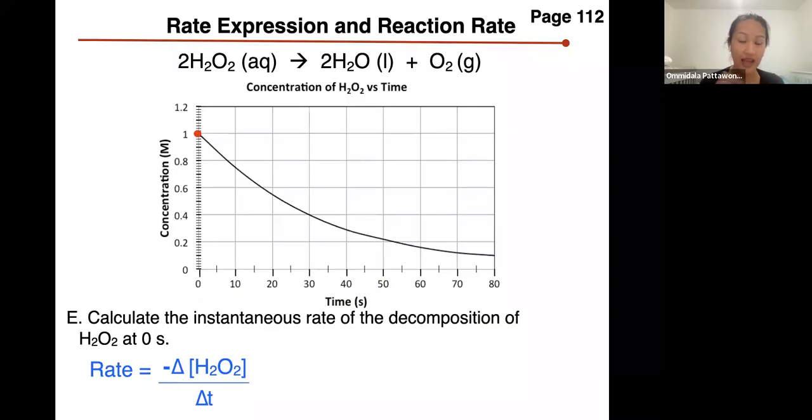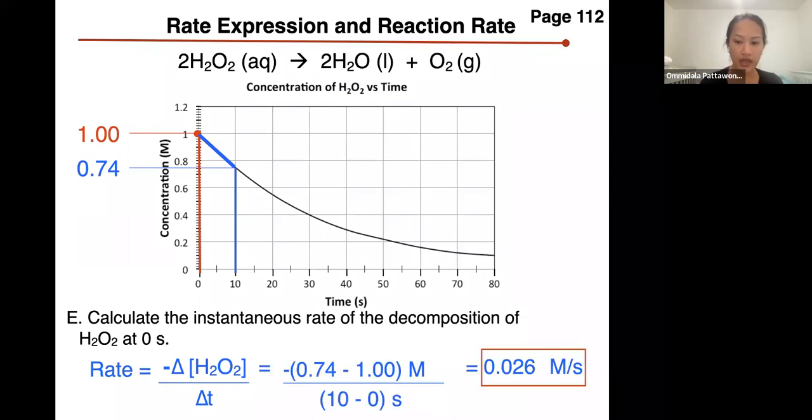So in this case, you are going to need to draw the tangent line again. Here you need to draw the tangent line that includes as much of the data as possible around that region. So this is at the maximum concentration at 0 seconds, and another point would be 0.74 at 10 seconds. If you do this, you are going to get 0.026 molar per second.